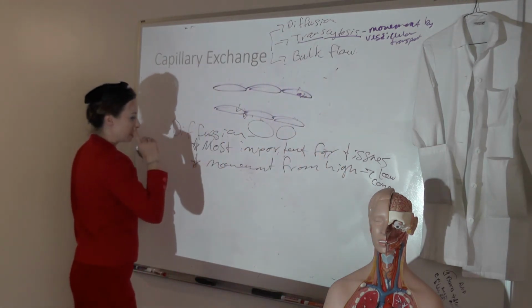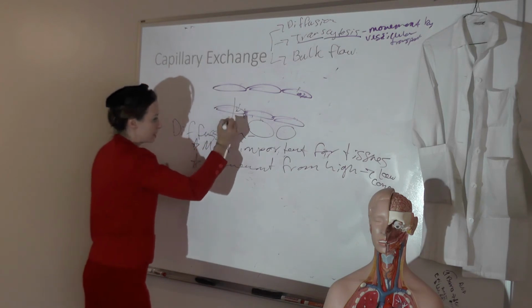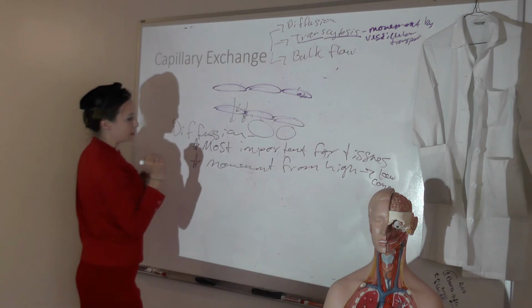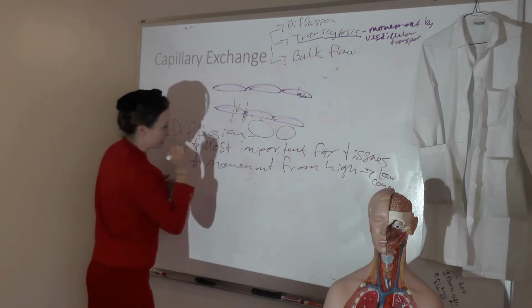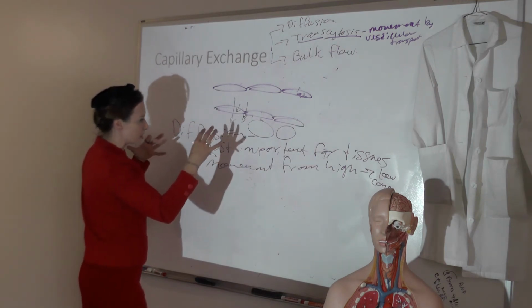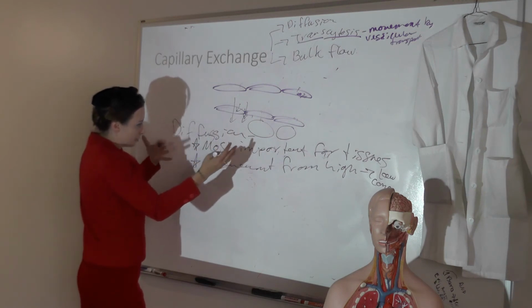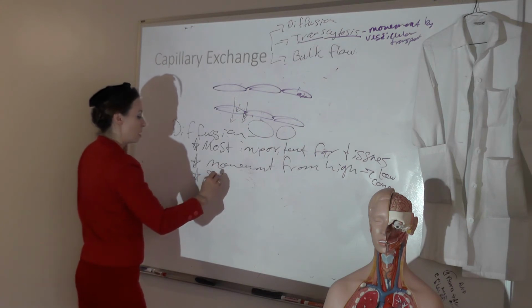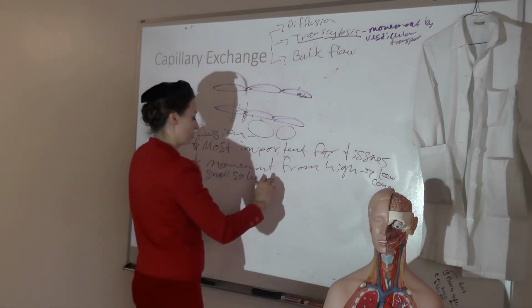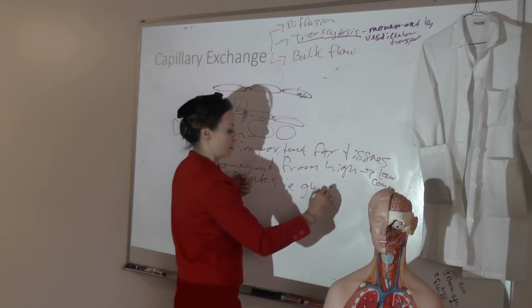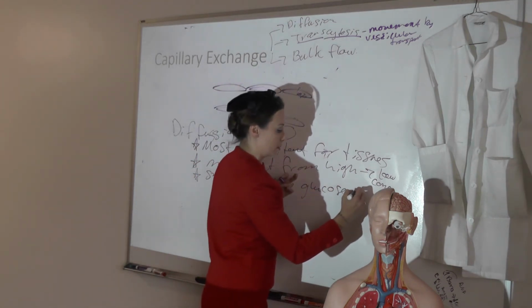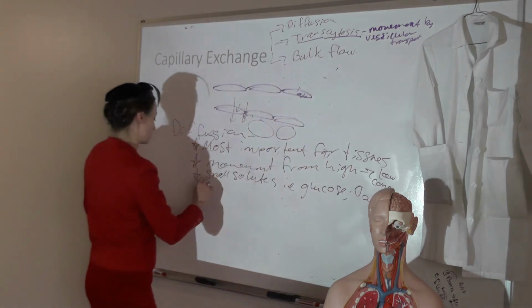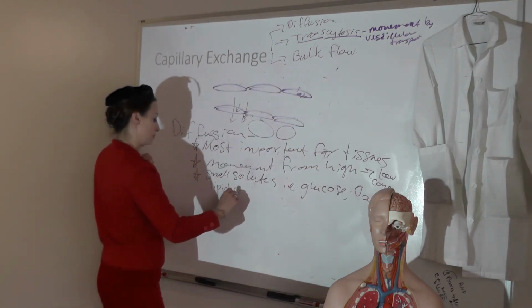And it's going to be how our glucose enters the interstitial fluid and then can be taken up by cells, and how our oxygen enters the interstitial fluid and then can be taken up by cells. So as far as the tissues are concerned, this is the most important thing that's going on. So we'll say our small solutes like glucose and oxygen can use this. All lipid soluble substances can also use diffusion.